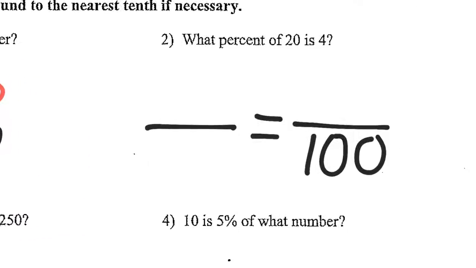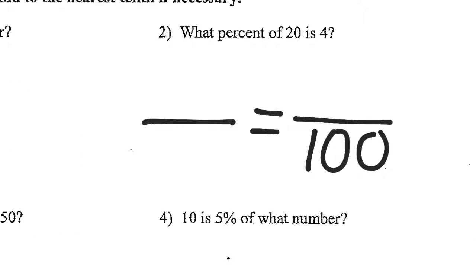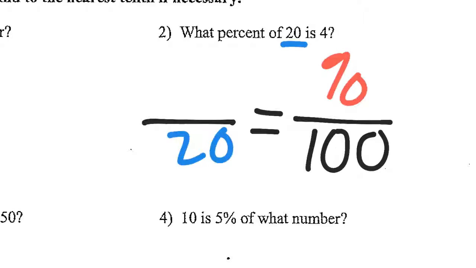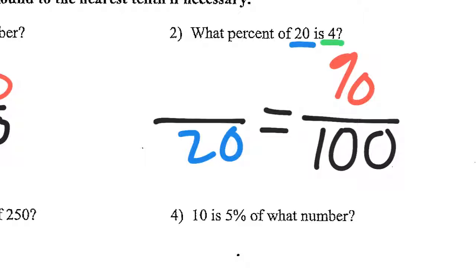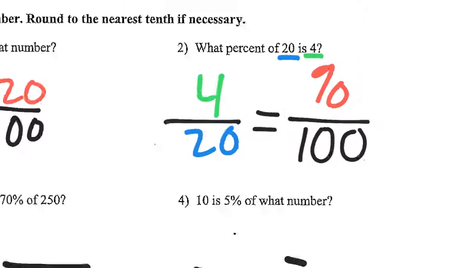So I'm going to go through and set all these up for you, and then you guys are on your own after that. Number 2 says what percent of 20 is 4. My what percent is what I'm looking for. I need to know what this is. And this is of 20, so I'm going to put my 20 down here on the bottom, and then is 4. So my 4 is going to go right there.